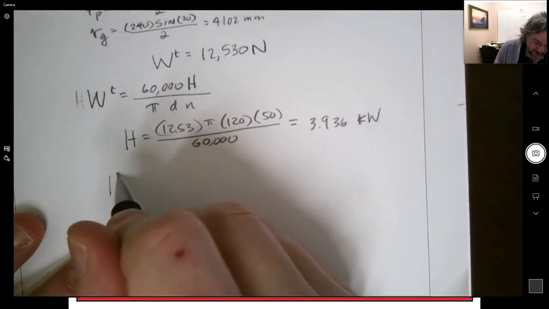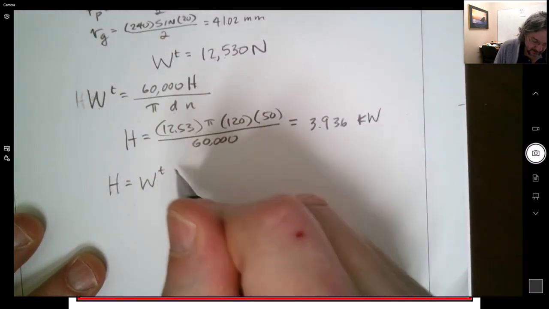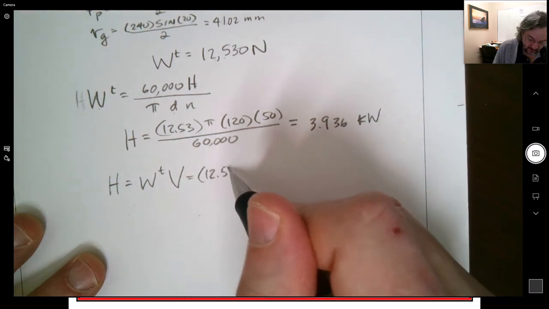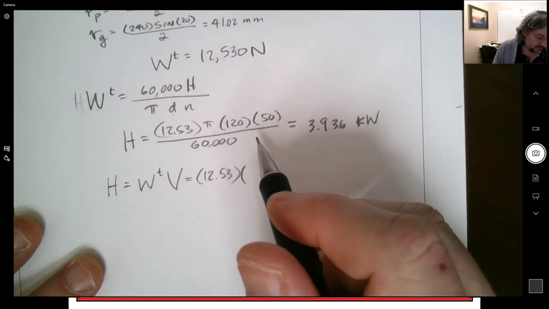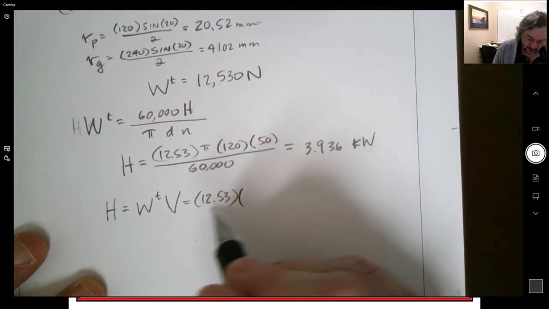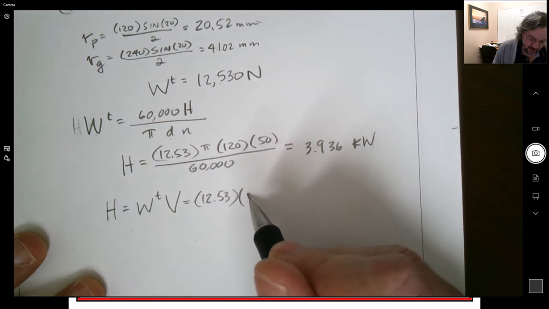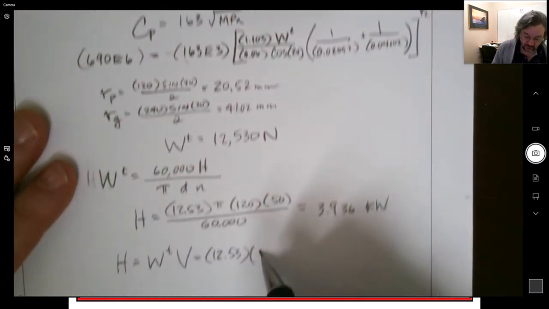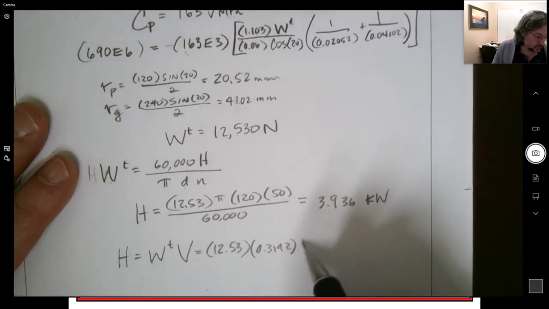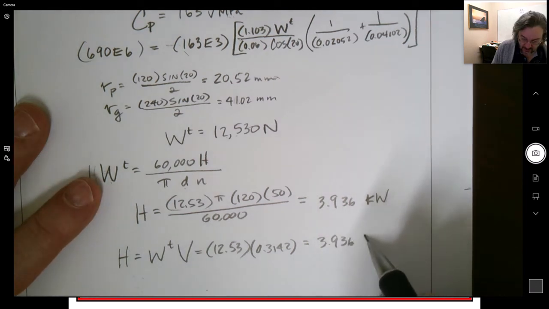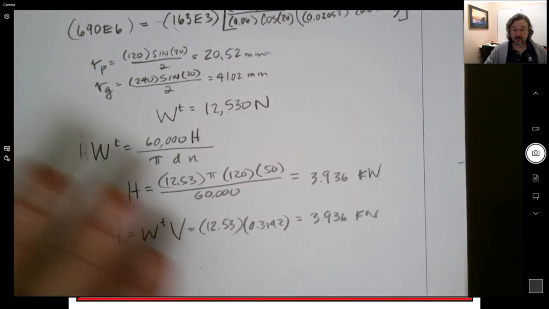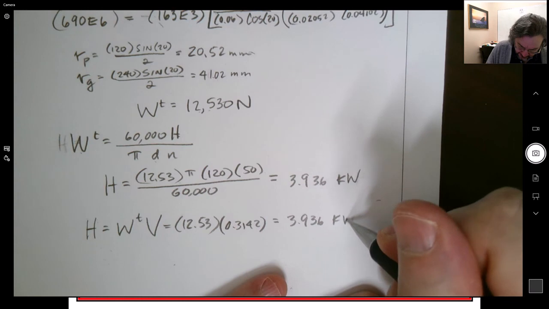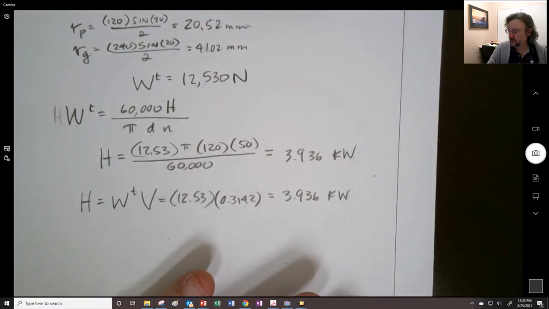I could also, by the way, if I wanted to, take my Wt and multiply it by my pitch line velocity. I had 12.53 kilonewtons, and my pitch line velocity was meters per second right there. So I'll have a kilonewton meter per second, which was 0.3142. So we get 3.936 kilowatts. And it still looks like a kilonewton. Ta-da. End of example.